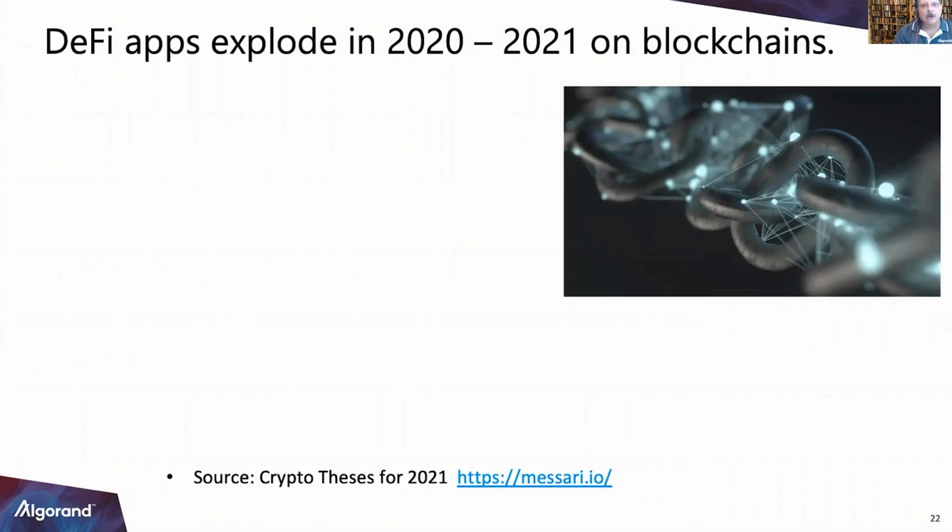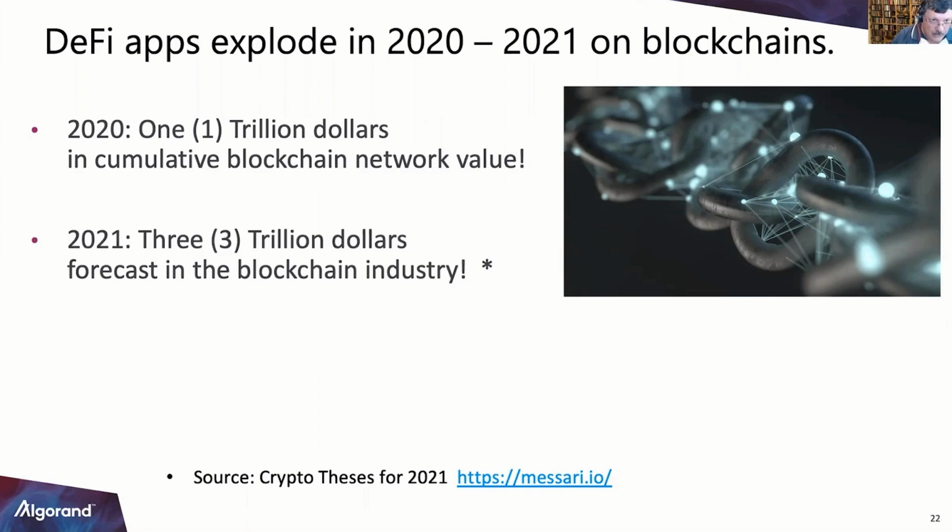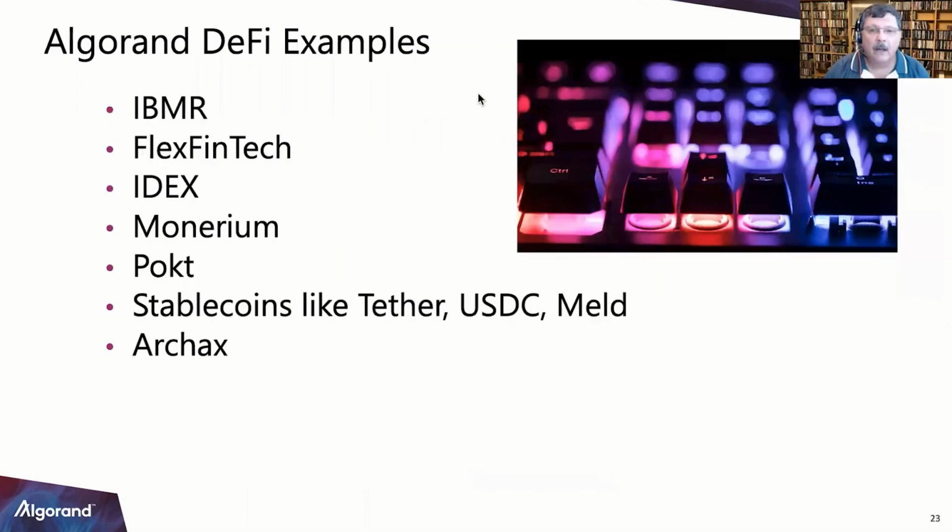So hopefully I gave you some ideas, but by far the biggest area on blockchain, as far as applications go, is in DeFi. And let me tell you, this is just mind-blowing how exploding this is. Over $1 trillion in cumulative blockchain network value last year, in 2020. In 2021, it's going to continue growing to $3 trillion, our forecast in the blockchain industry. There's a good overall report there at Masaria.io at the bottom of the deck. We will have a link to the deck at the end of the session, so you'll have all this information available at your fingertips.